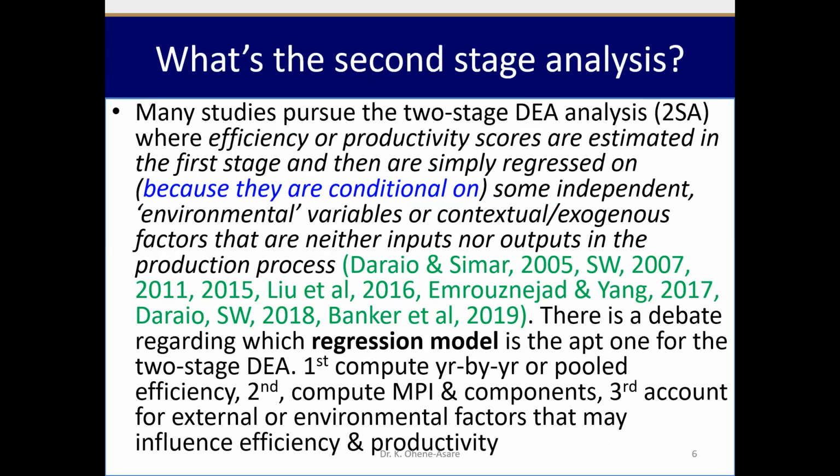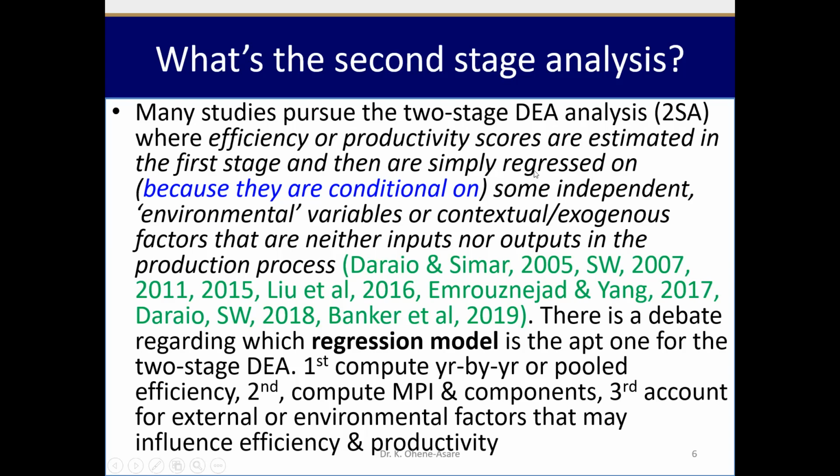Estimating the efficiency scores is known as the first stage. And then regressing these efficiency scores on those Z variables, those environmental factors, is the second stage. So here's the thing. Many studies pursue the two-stage analysis, and the two-stage analysis is defined as efficiency or productivity scores, which are estimated in the first stage, and then simply regressed.